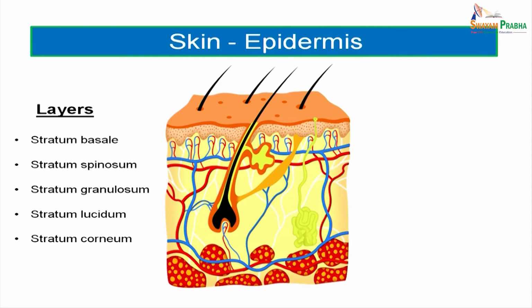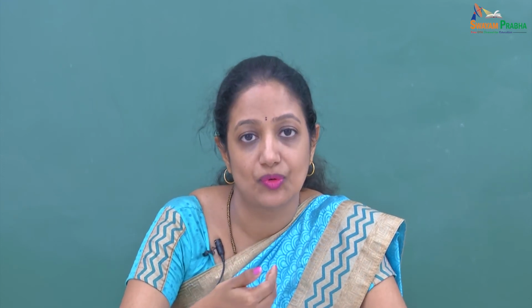And here, as the name suggests, the cells have typical granules in them. And what are these granules made up of? They are keratin granules. So, when we are talking about these granules, we have to talk a little bit about the keratinization process as well.